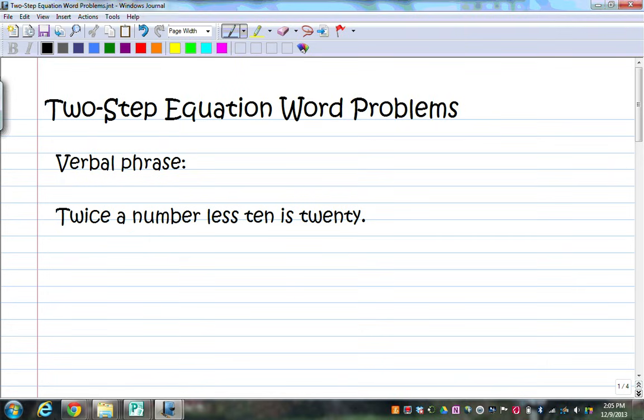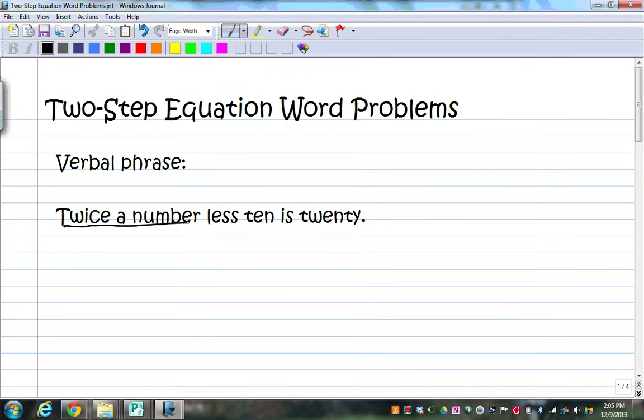Hello everybody! This video will cover two-step equation word problems. Let's start with a verbal phrase. A verbal phrase is not a whole problem, but it is words that you need to translate into a problem. So here I have twice a number less 10 is 20. You've got to look at all the components here and it would make sense.